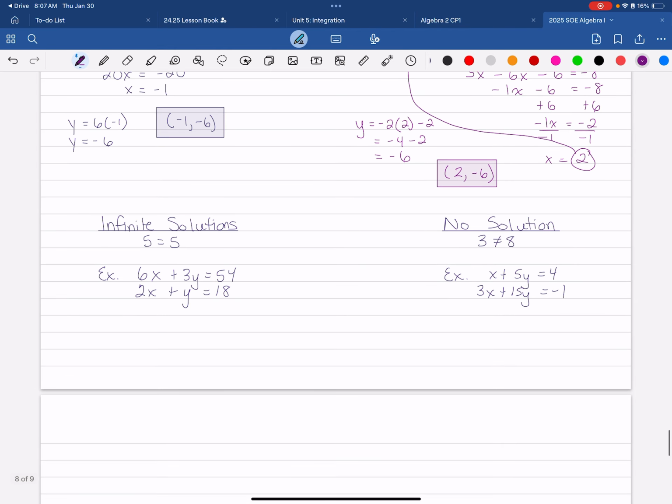For my infinite solutions and my no solutions, for infinite solutions, we're going to follow the exact same process, and I should end up with something like 8 equals 8, or 20 equals 20, 0 equals 0, 2 numbers that are the same that are going to equal each other. And then for no solution, I'll end up with like 3 equals 8, which doesn't work, which is why I write no solution. So if your variables completely go away, that means that you're going to either have an infinite solution or a no solution. So there should be no variables at the end.